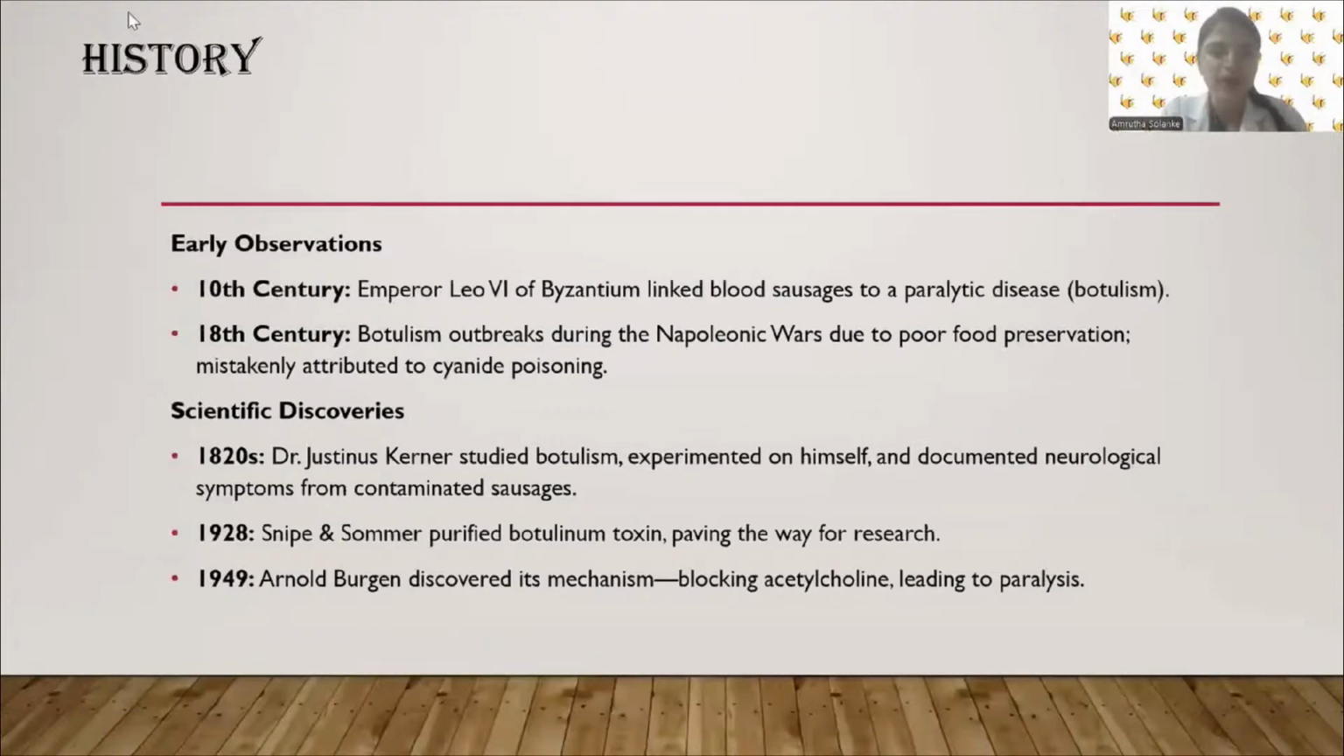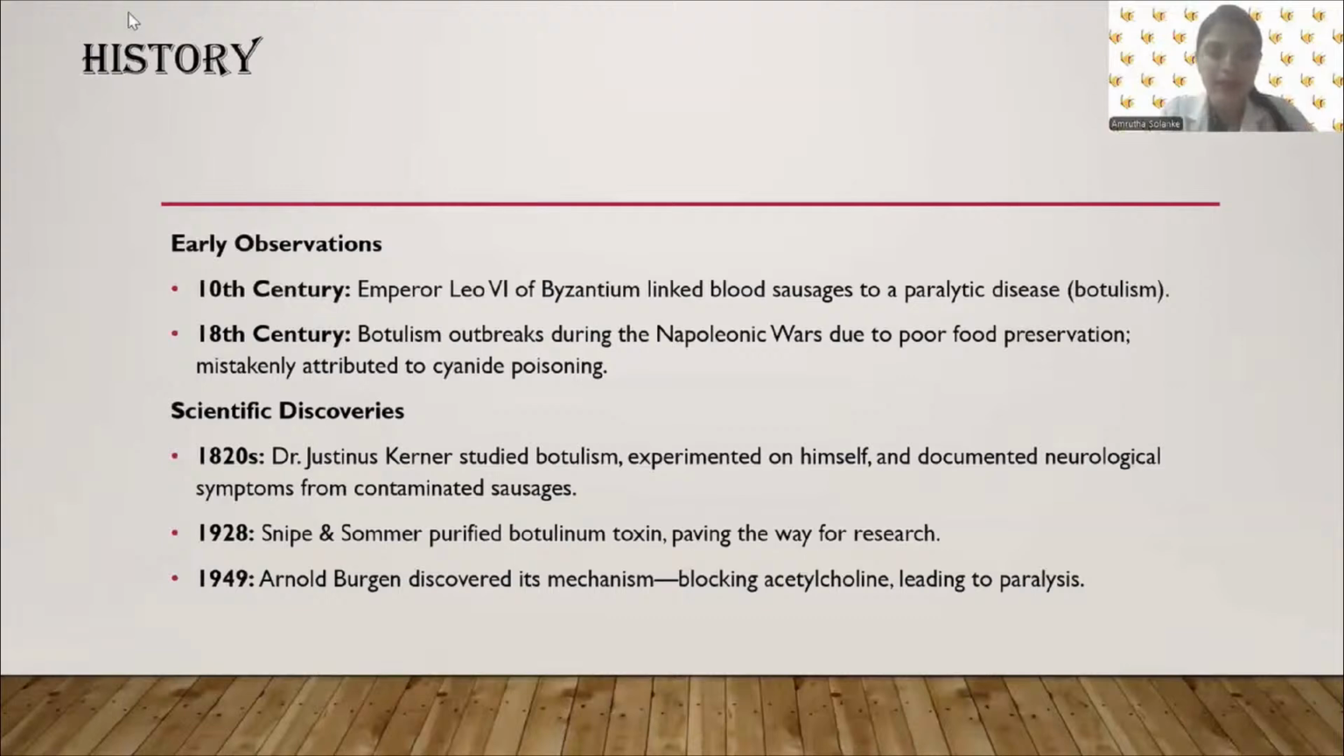History. Early observations. In the 10th century, Emperor Leo VI of Byzantium linked blood sausages to paralytic disease, botulism. In the 18th century, botulism outbreaks during the Napoleonic Wars, due to poor food preservation, were mistakenly attributed to cyanide poisoning. Scientific discoveries. In the 1820s, Dr.